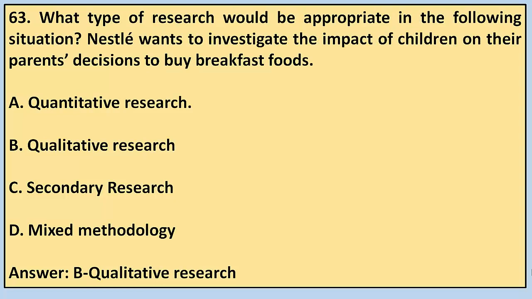What type of research would be appropriate in the following situation? A company wants to investigate the impact of children on their parents' decision to buy breakfast food. A, quantitative research; B, qualitative research; C, secondary research; and D, mixed research. Answer is B, qualitative research.